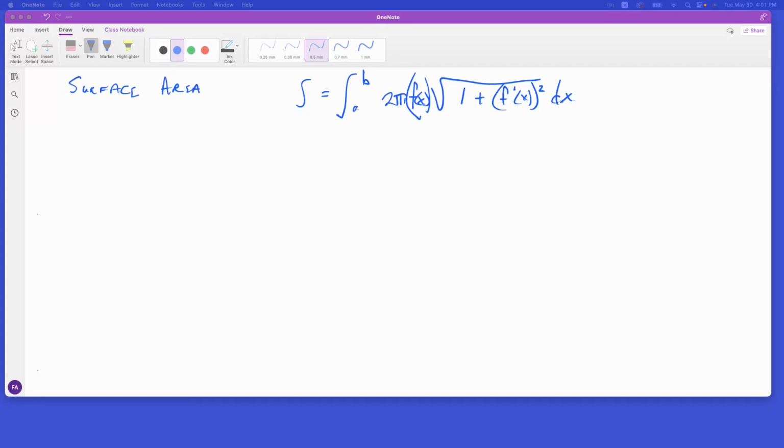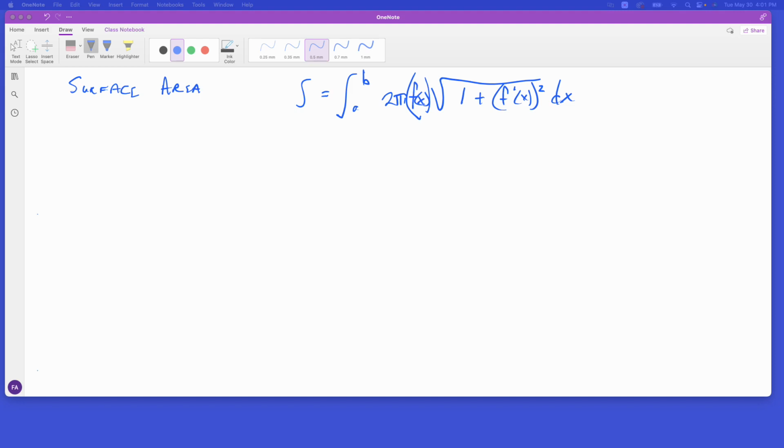All right, welcome to calculus. We're going to be looking at surface area. This is surface area of a solid rotated about an axis of some sort. The example we're going to look at with this as well is going to be a function of x. So the dx works here quite well.